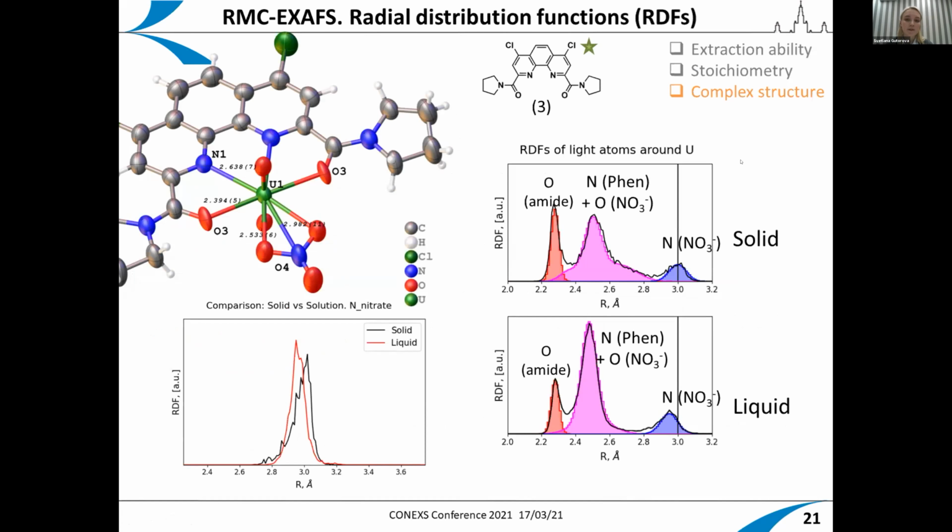So first we built radial distribution functions for light atoms of the first and second coordination shells for the complex with ligand number 3. And this is the complex that was studied both in solid and in liquid state. And as you can see from the radial distribution functions, a peak at about 3 angstroms shifts in the case of the liquid state. And from crystal data, we can say that this is the only light element at this distance from uranium. So we can state that the nitrate group moves closer to the uranyl cation.